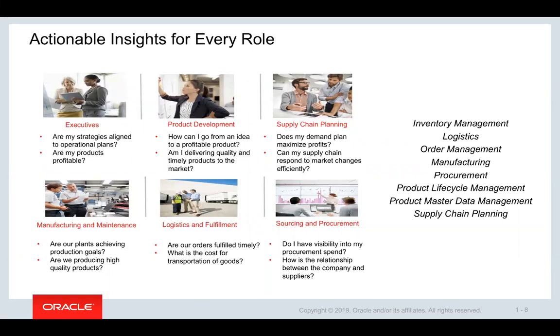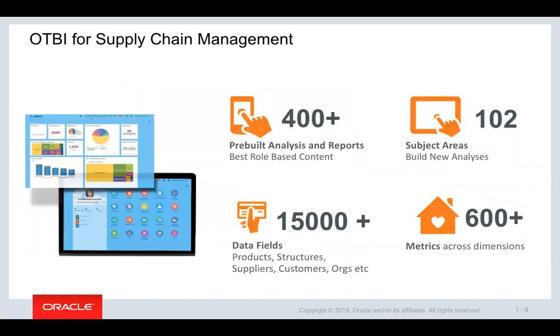Moving on, this slide basically depicts what is available in SCM OTBI. There is pre-built analytics content such as reports and analysis covering SCM processes available to help you get started quickly. It has around 102 subject areas which could be used to create new analysis. It has around 15,000 plus data fields like products, structures, suppliers, customers, orgs, etc., which could be reported on.